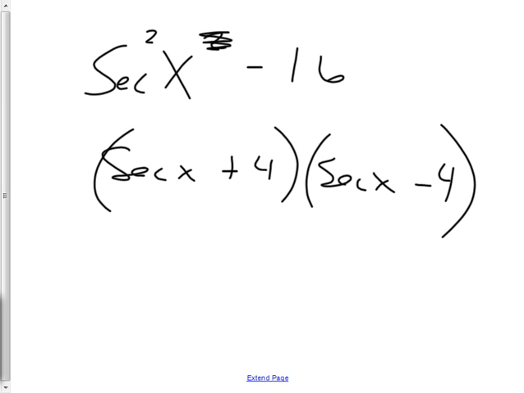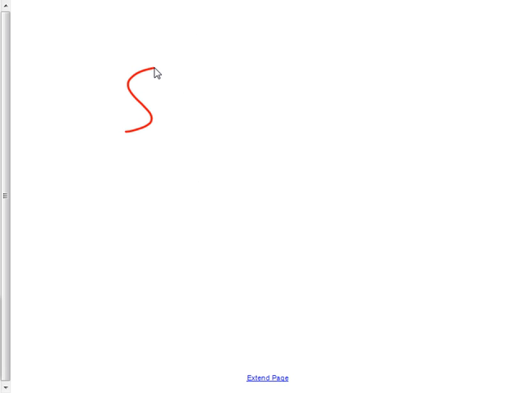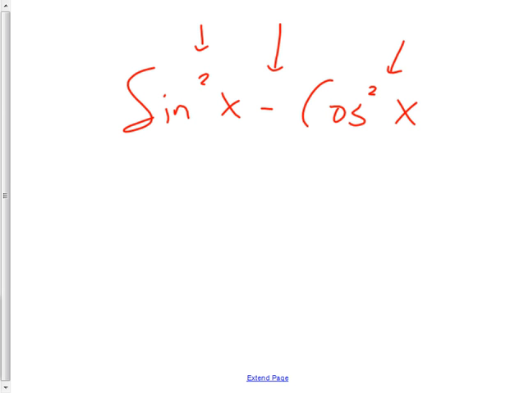Okay, so how about this one? Sine squared of x minus cosine squared of x. Do you get that that's a difference of squares? It's got a minus. They're both things that are squared. Yeah, so I can do one of these deals to it. Would it help me sometime? Yeah.